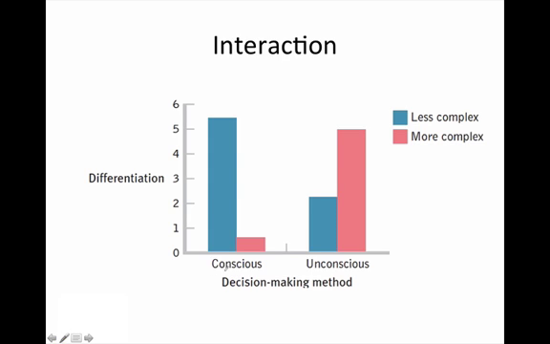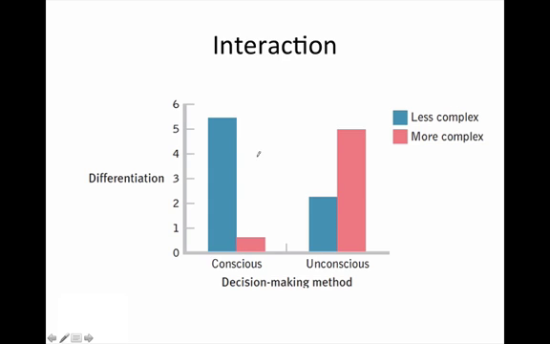Here I have my decision-making method. I'm either distracted or I'm not distracted. And then I have the complexity of the task. I have the blue bars indicating a less complex task, and the pink, kind of reddish bars denoting the more complex task. And so I can see here I don't really have much of a main effect. If I were to stack these blue bars on top of each other and compare them to the pink bars stacked on top of each other, that would give me my main effect of complexity.